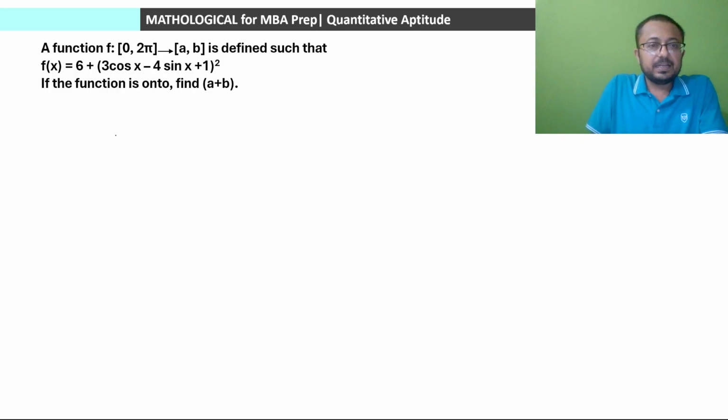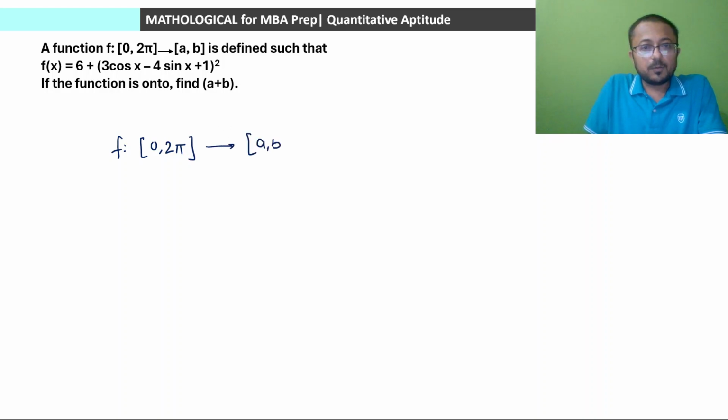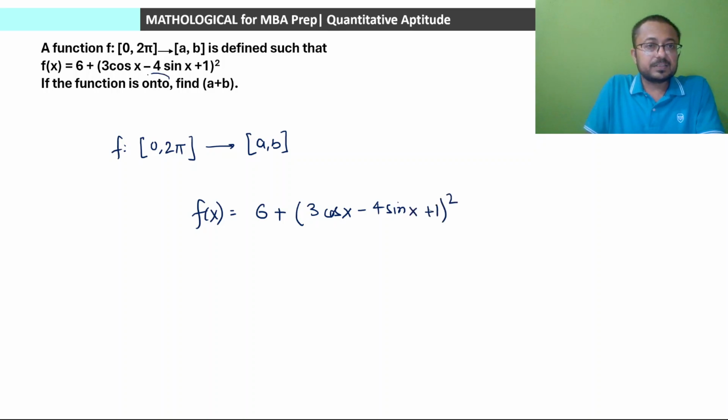Function हमारा defined है from the first set that contains all elements from 0 to 2 pi to the second set that is from a to b that contains all the values from a to b including the endpoints, and function fx is given as equal to 6 plus 3 cos x minus 4 sin x plus 1 whole square. Now since this function is an onto function, और अगर onto function है तो क्या है, codomain and range will be equal.